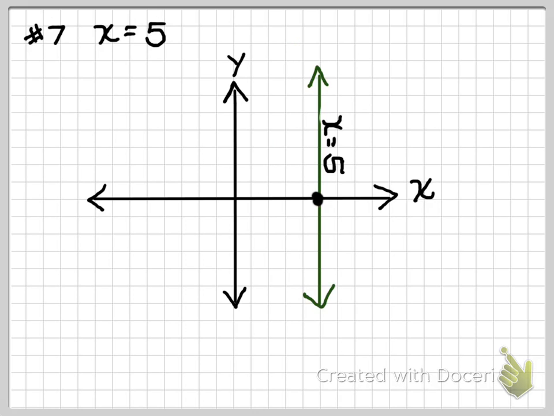Number 7, x equals 5. X is a constant. It's constantly 5. So x is 5 and it constantly passes through that point, x equals 5. So that's a vertical line. We always have a vertical line when we have an x equals equation.